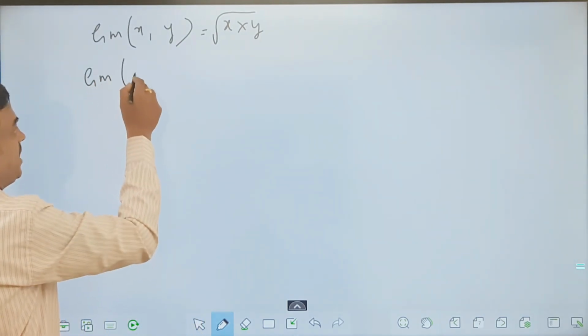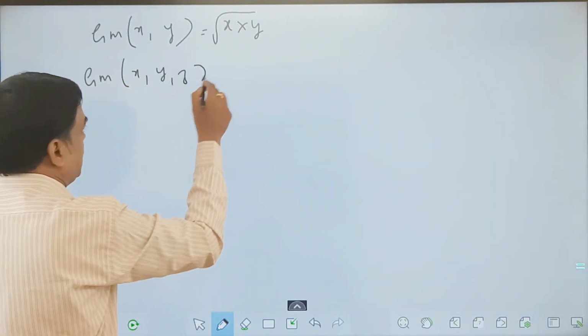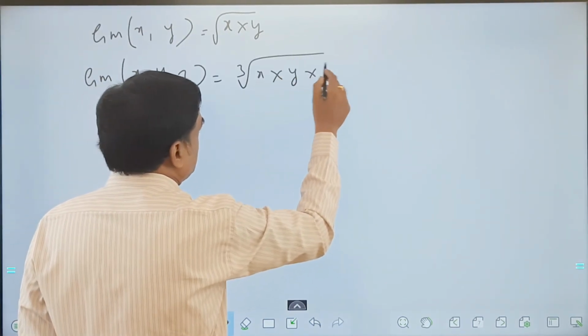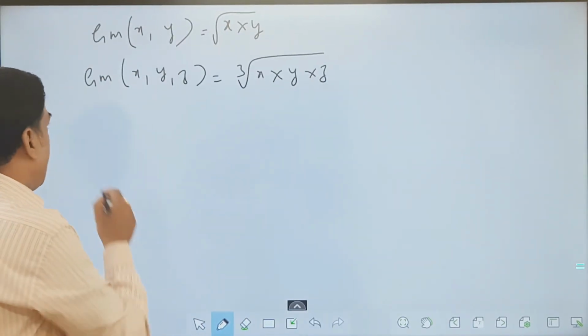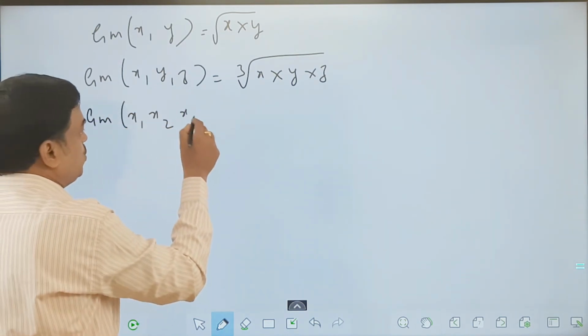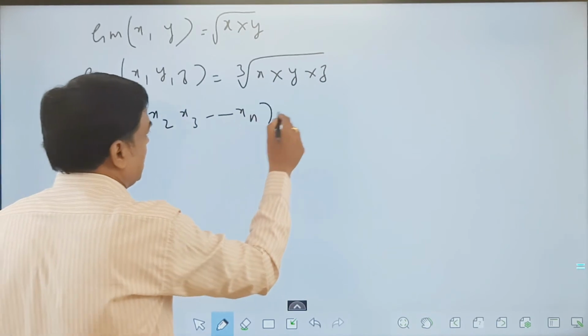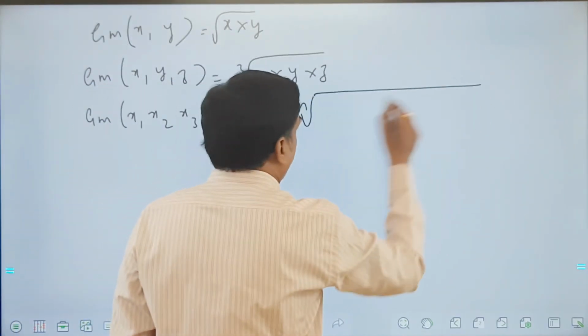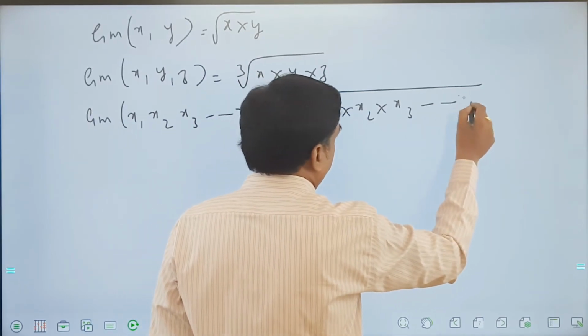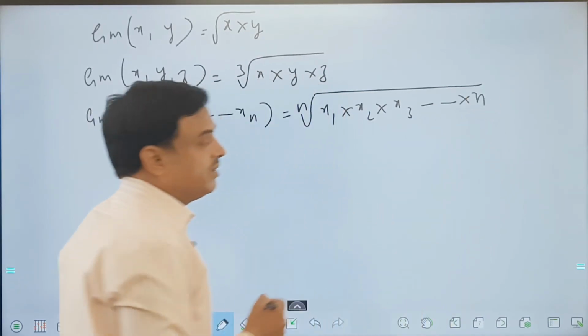Similarly, the geometric mean of x, y, z is the cube root of x into y into z. And if I have to take the geometric mean of x1, x2, x3 so on up to xn, then it is the nth root of x1 into x2 into x3 so on up to xn.